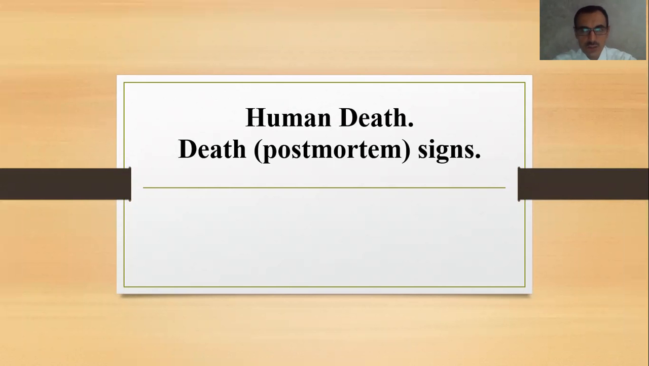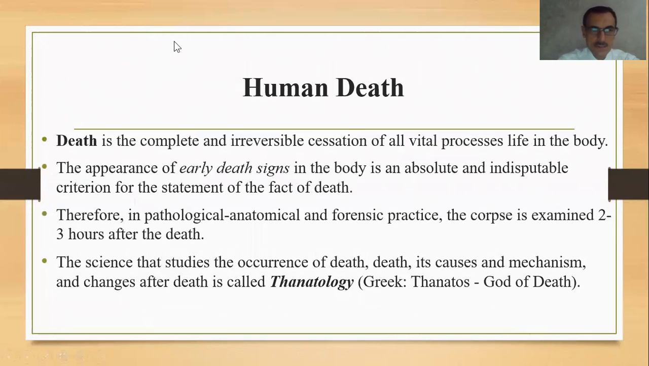Now let us continue the second part of our lecture about human death and death signs or the post-mortem signs. Human death is a complete and irreversible cessation of all vital processes of life in the body. The appearance of early death signs in the body is an absolute and indisputable criterion for the statement of the fact of death. Therefore, in pathological, anatomical, and forensic practice, the corpse is examined 2-3 hours after the death.